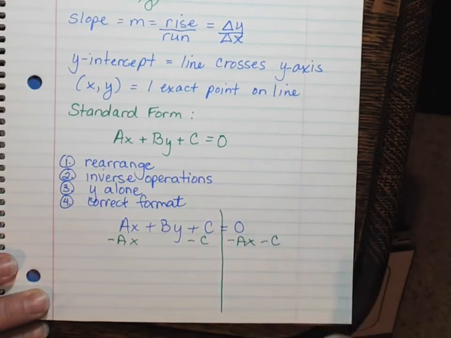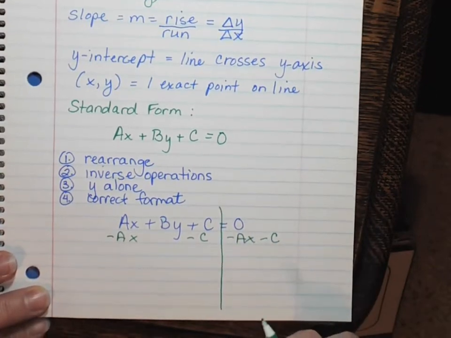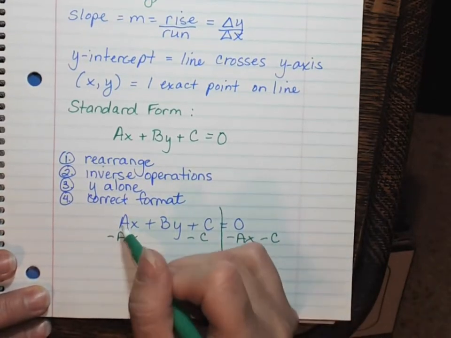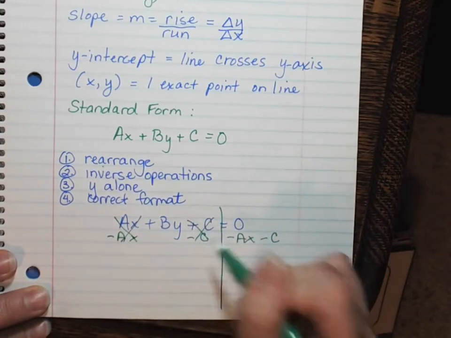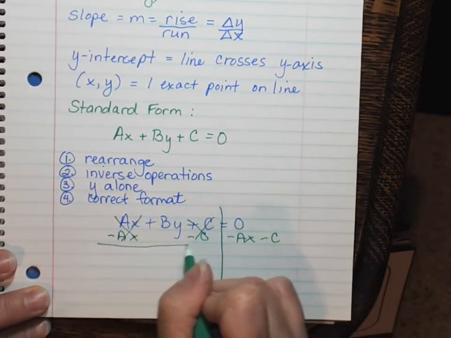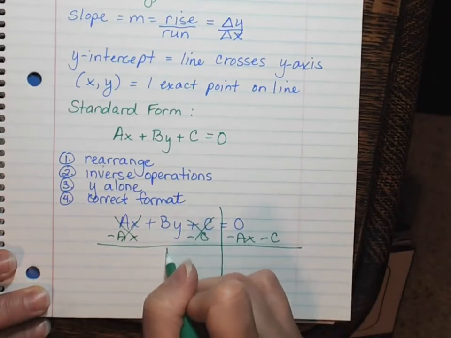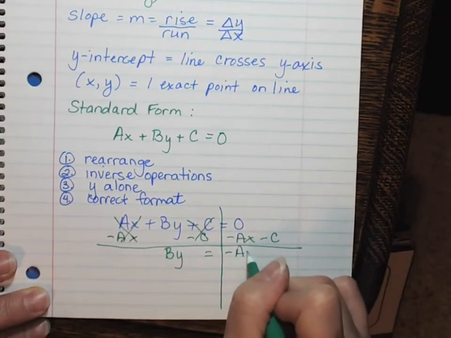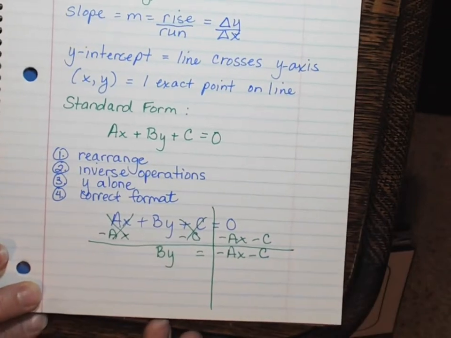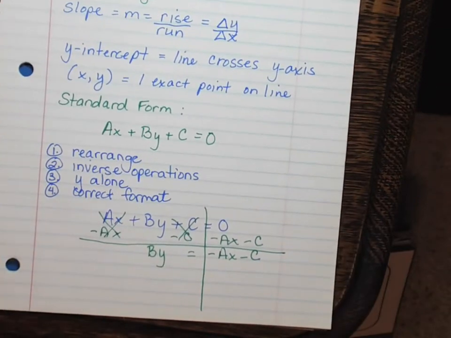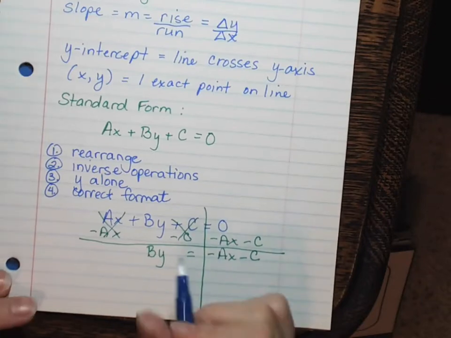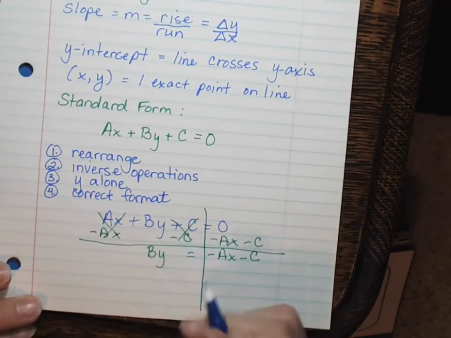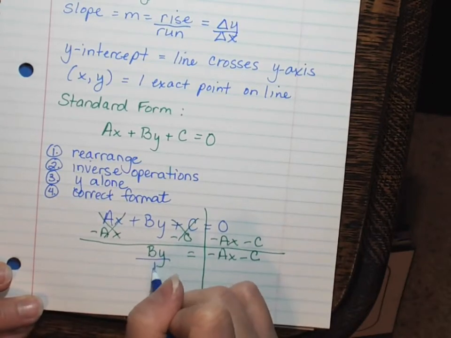Okay, sometimes I like to draw a line down the equal sign just to keep myself organized. These cancel. I'm left with by, and now I have negative ax minus c. So we're almost there. And then I want to get the y by itself. It currently has a b value with it, and I don't really want it there. I want y all alone.